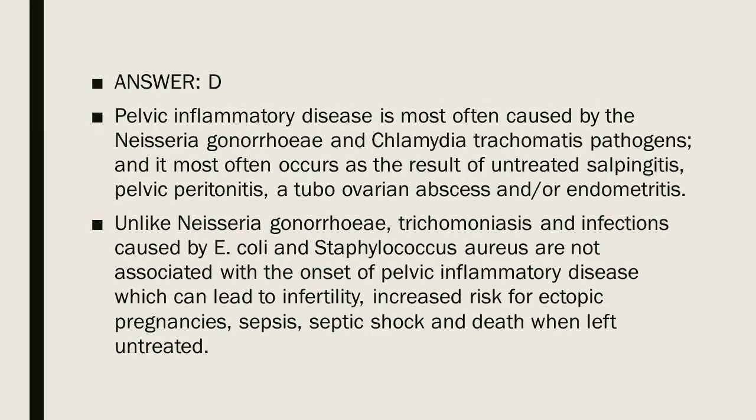Answer, D. Pelvic inflammatory disease is most often caused by the Neisseria gonorrhoeae and Chlamydia trachomatis pathogens, and it most often occurs as the result of untreated salpingitis, pelvic peritonitis, a tubo-ovarian abscess and/or endometritis. Unlike Neisseria gonorrhoeae, trichomoniasis and infections caused by E. coli and Staphylococcus aureus are not associated with the onset of pelvic inflammatory disease, which can lead to infertility, increased risk for ectopic pregnancies, sepsis, septic shock and death when left untreated.